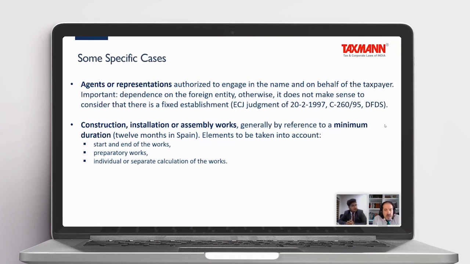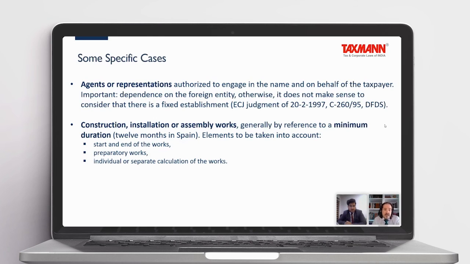It's worth remembering the cases of the ECJ, the EFDS, and also the Aerolis case I was speaking about a few minutes ago. So a foreign company with some kind of representation authorized to engage the foreign company, for the mere existence of this representation, will not be considered as established. Only if the foreign company has some kind of control, some kind of capability to really guide the way in which the agent is acting, this agent or representation will be capable to constitute a fixed establishment, not otherwise.